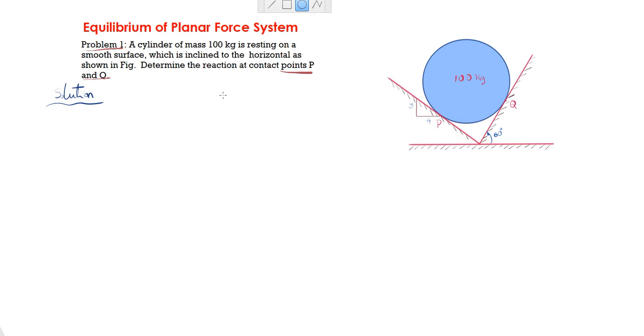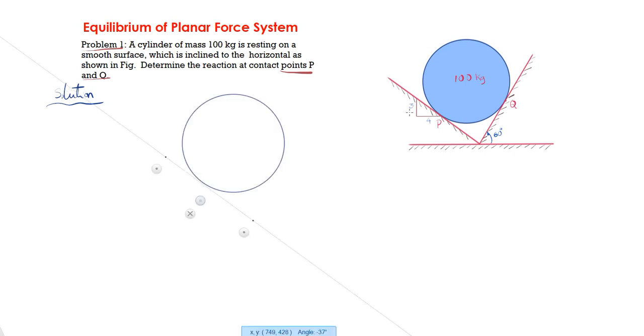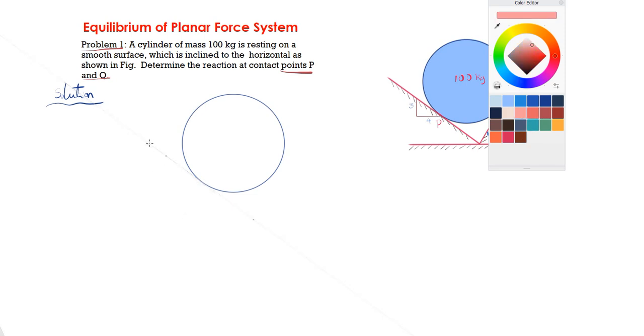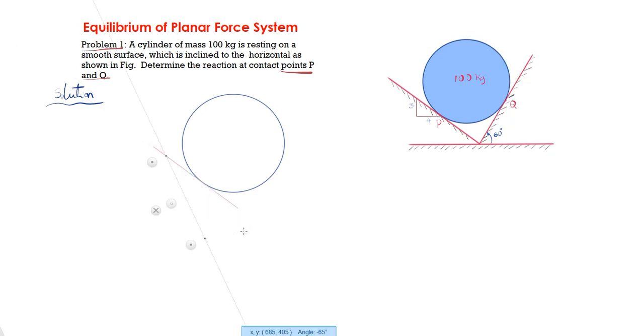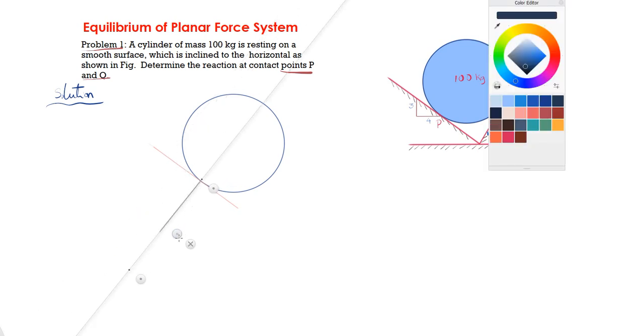To solve this problem, we need to take the free body diagram of the cylinder. So let us take the free body diagram of the cylinder. With the cylinder, now we have a surface which is tangential to the cylinder. So let us draw a tangent here, and now let us draw a force or reaction which acts exactly perpendicular to the surface. So this is perpendicular and it passes through point P. So this is the reaction force acting at point P.